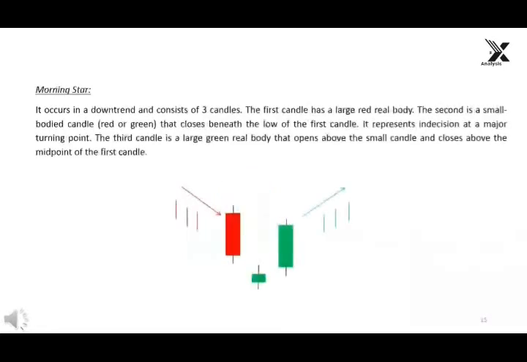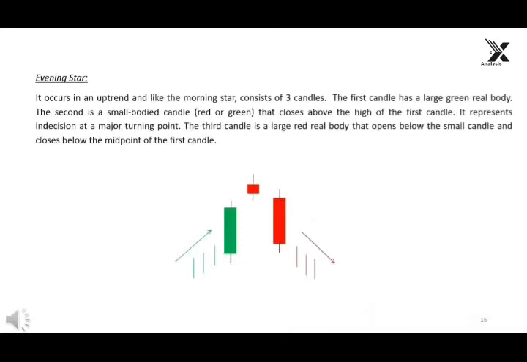Morning star. It occurs in a downtrend, and consists of three candles. The first candle has a large red real body. The second is a small-bodied candle, red or green, that closes beneath the low of the first candle. It represents indecision at a major turning point. The third candle is a large green real body, that opens above the small candle, and closes above the midpoint of the first candle.